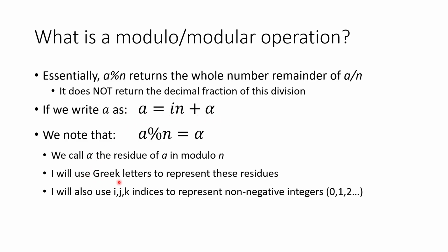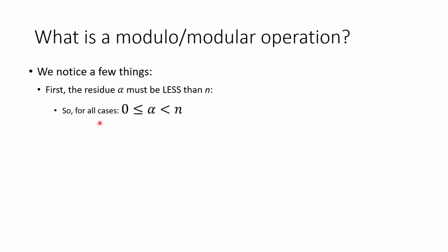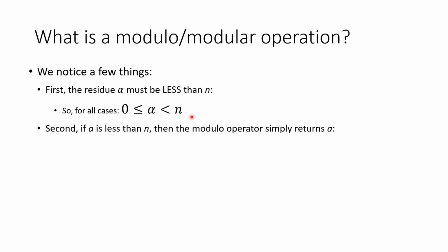So I will use Greek letters to represent these residues throughout this entire video. And I will also use i, j, k as indices to represent non-negative integers from 0 up to infinity as well throughout this video. So we notice a few things. First, the residue alpha must be less than n. And so for all cases, alpha must range anywhere from 0 up to n, but not including n. So it's really up to n minus 1.